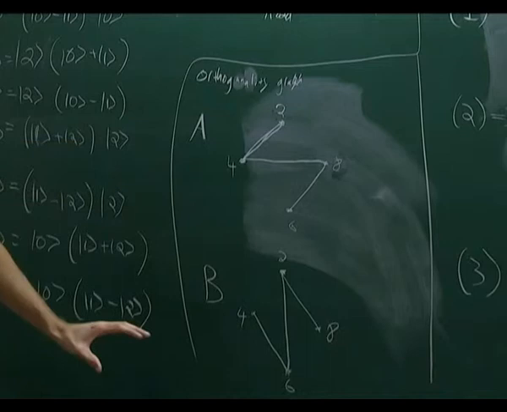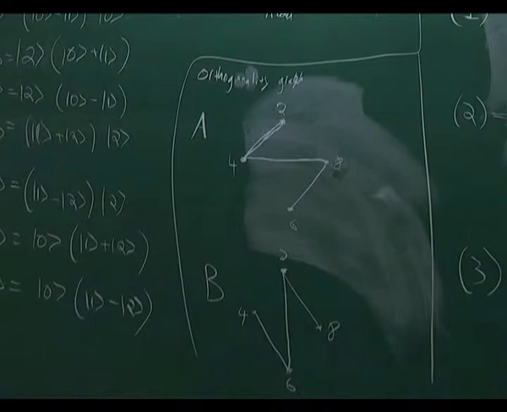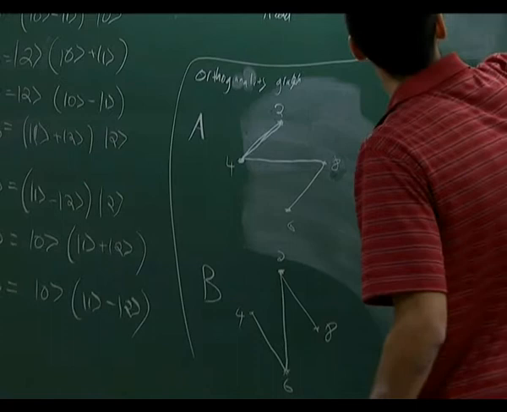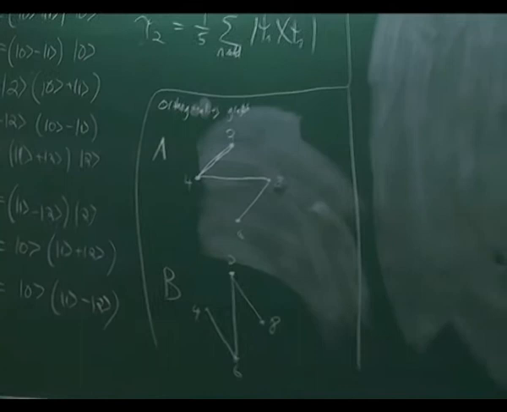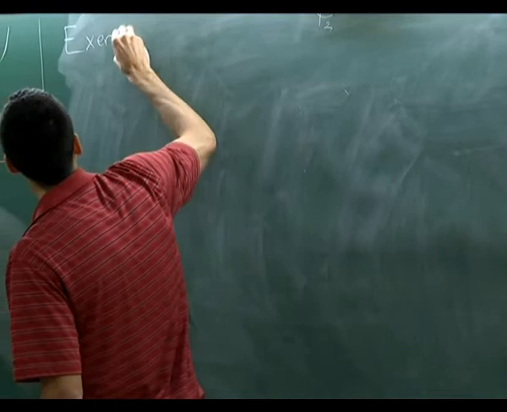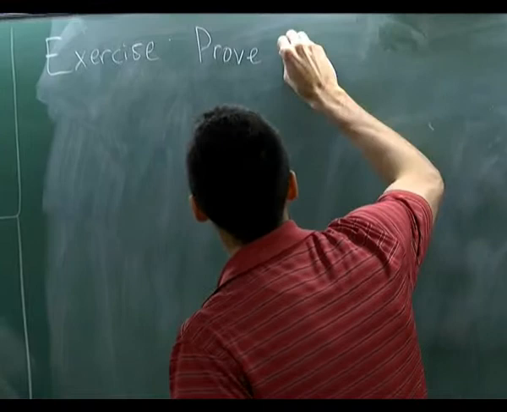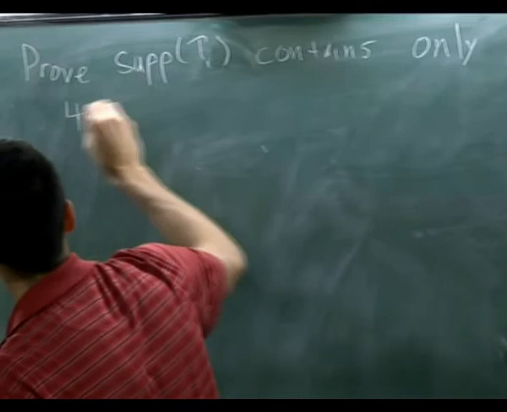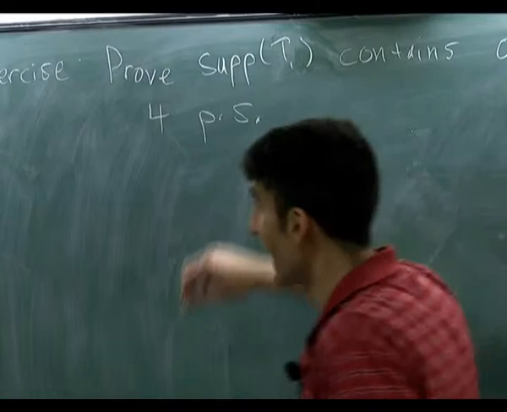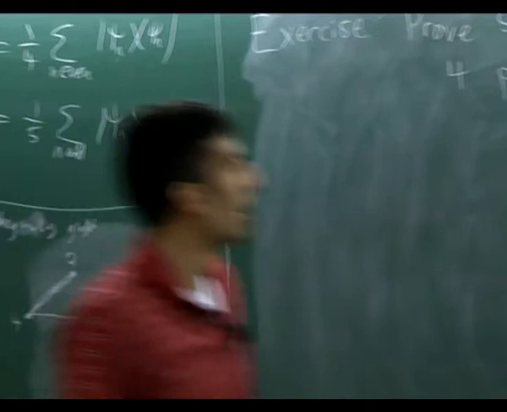So what I'm going to claim is an exercise for you to try. The exercise is: prove that the support of tau 1 contains only 4 product states. And in fact, they're the 4 given in here. And as a bonus, then try to compute the number in the support of tau 2.